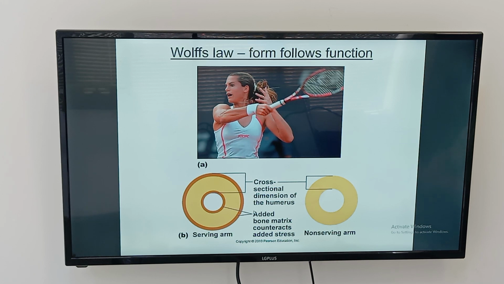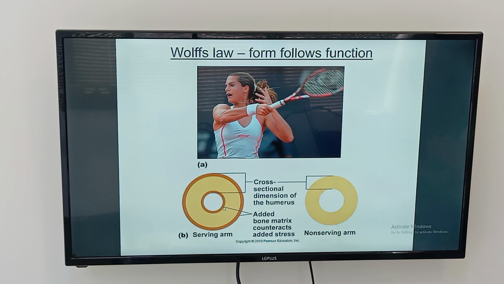How does the human body adapt to support the serving arm? By adding bone matrix. The deep brown lines are added bone matrix, concentrated where stress is added.